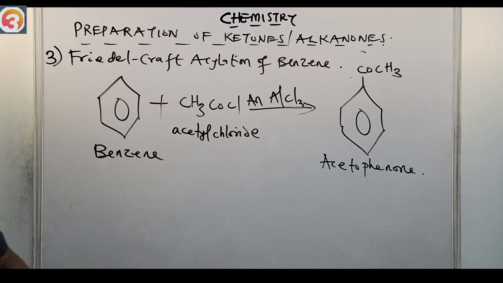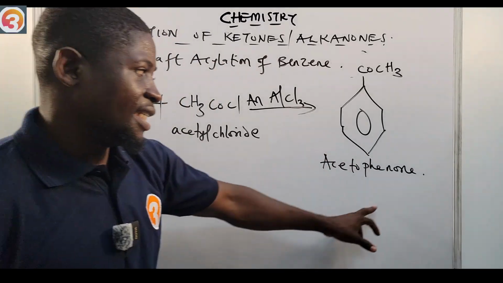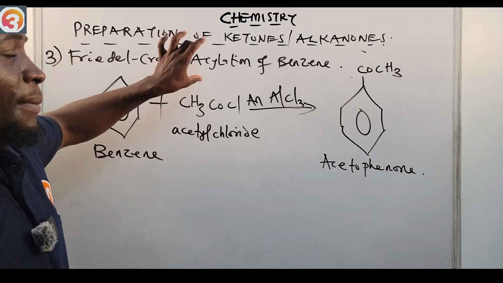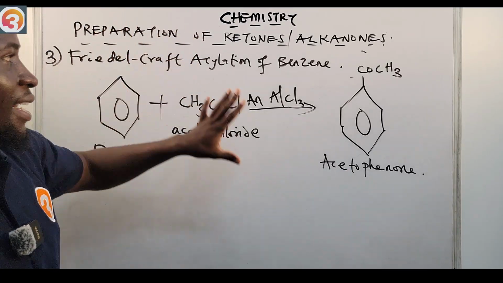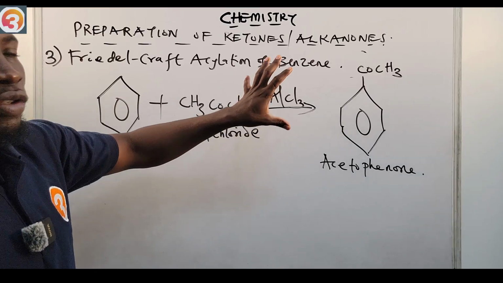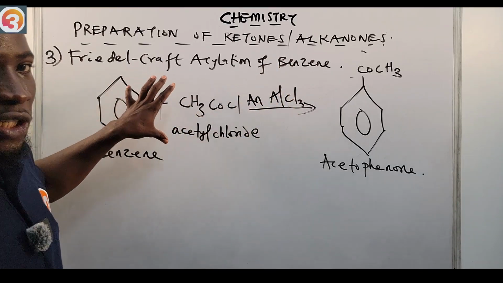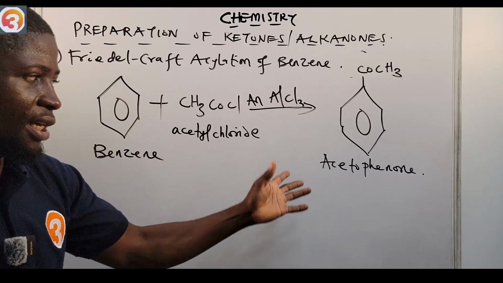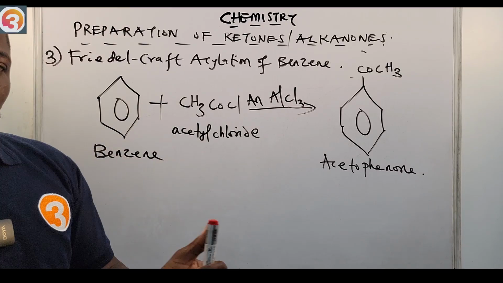So we can prepare acetophenone, which is a ketone, as you can see from the name. So we can also prepare a ketone from Friedel-Crafts acylation of benzene, by reacting benzene with acetyl chloride, an acyl chloride. Okay, so we now have our acetophenone. So very simple.